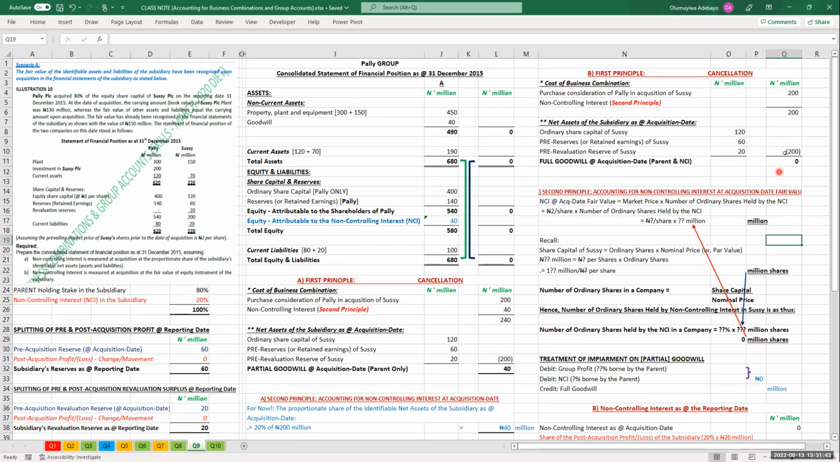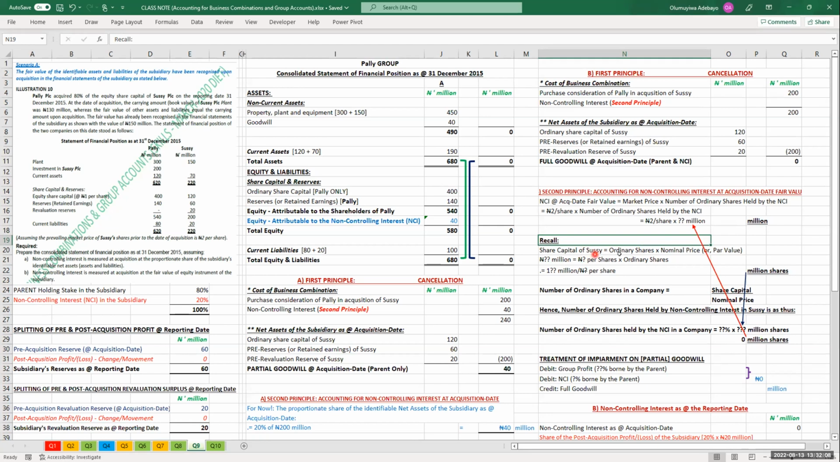Now what else? Now I need to fair value NCI, non-controlling interest. And in this case, we're given the market price at 2 naira. Okay, it has not changed, but we don't know the number of shares. Therefore, I know the 2 naira, but I don't know the number of shares. Therefore, I can come down here to carry out that process.